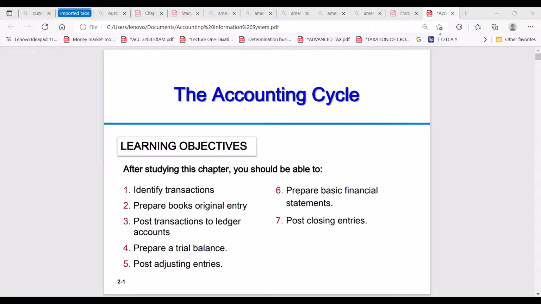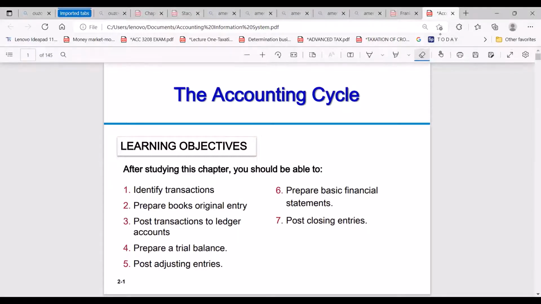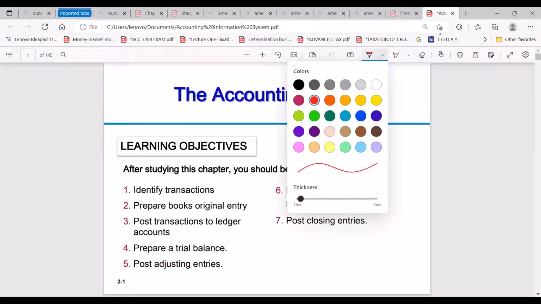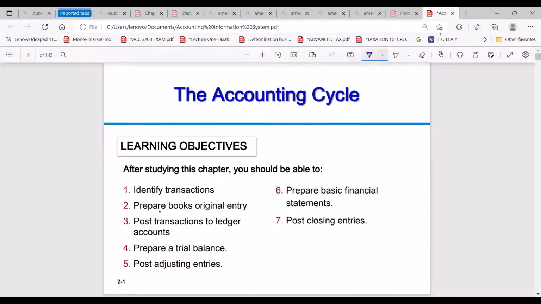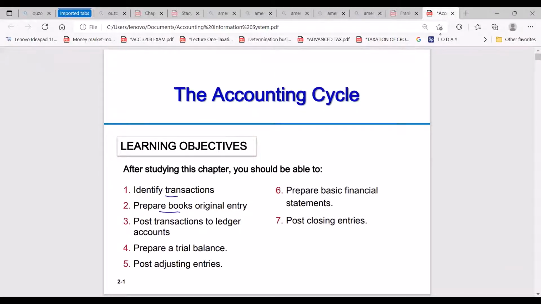At the end of the lesson, as a learner, you should be able to identify the accounting transactions. You should also be able to prepare the books of accounts. You should be able to post transactions to ledger accounts. You should be able to prepare the trial balance, post adjusting entries, prepare the basic financial statements, and post the closing entries to the accounts.